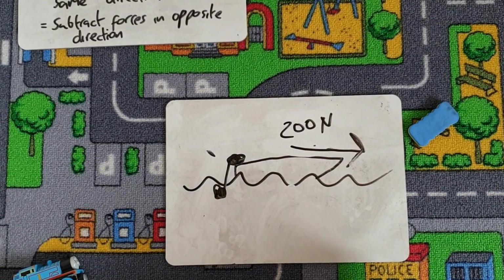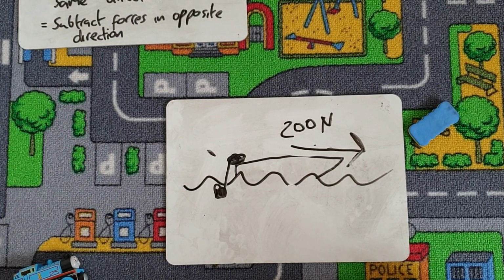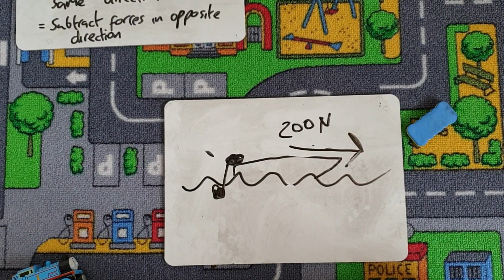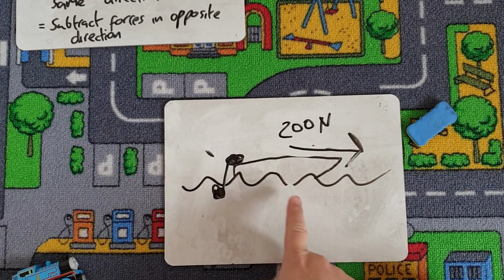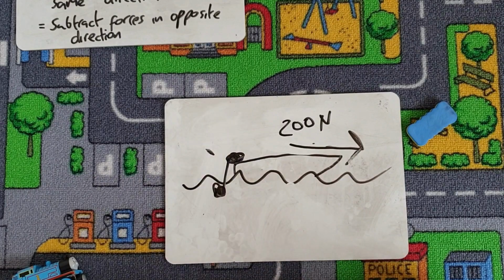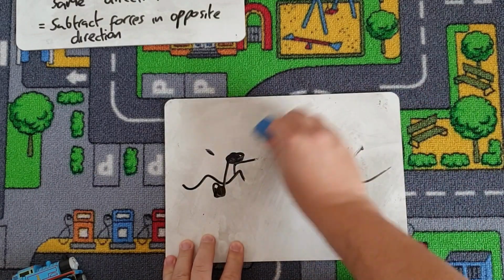We'll talk about balanced and unbalanced forces. If the forces are balanced, it means all the forces in all the different directions have cancelled out, and so the resultant force is 0. So if there is no resultant force, it means the forces are balanced. If there is a resultant force, like in this example, it means the forces are unbalanced.